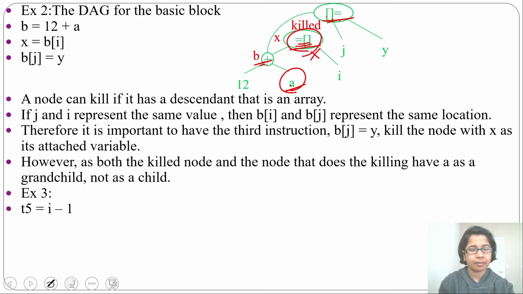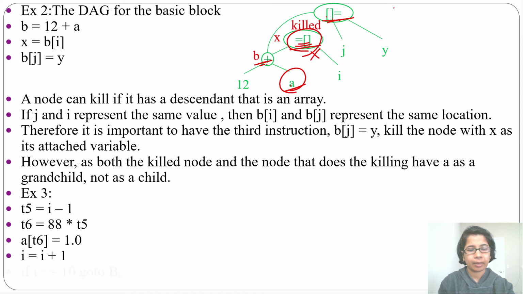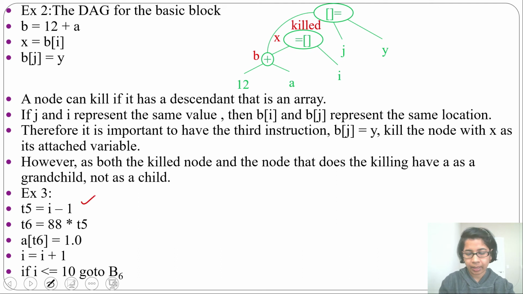Let's see another example. T5 equal to I minus 1, T6 equal to 88 multiplication T5, A of T6 equal to 1.0, I equal to I plus 1. If I less than equal to 10, go to B6. First we will do the first statement, I minus 1 equal to T5. One node for I, another node for 1. Then for minus, I will be its left child while 1 will be its right child, and we'll add a label T5 for the minus node.